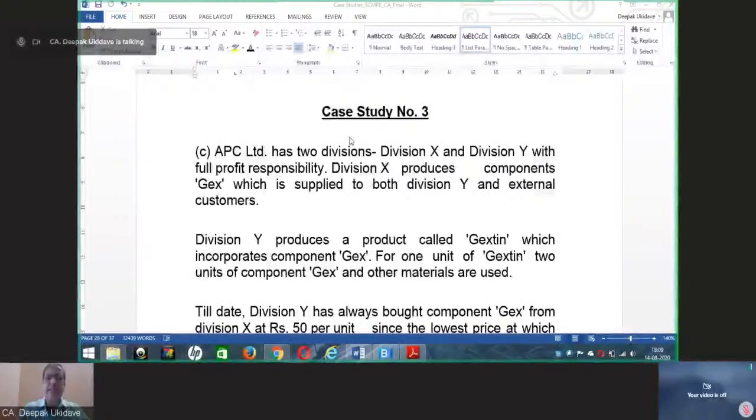Now straight away you can multiply contribution per unit by the number of units. So 16 rupees multiplied by 2,60,000, you will get 41,60,000. Just do it on the calculator and see whether you are getting it, because to the external customer you are supplying 2,60,000 units. So 2,60,000 units into a per unit contribution of 16. So 41,60,000 is the total contribution from external sales.